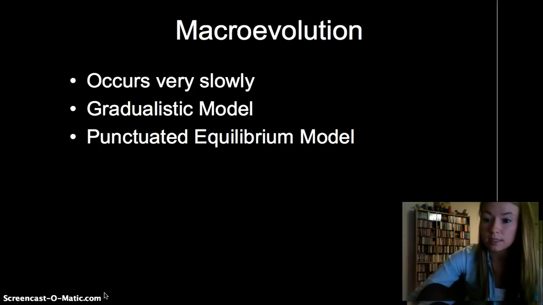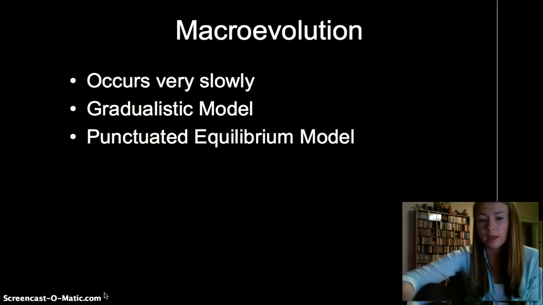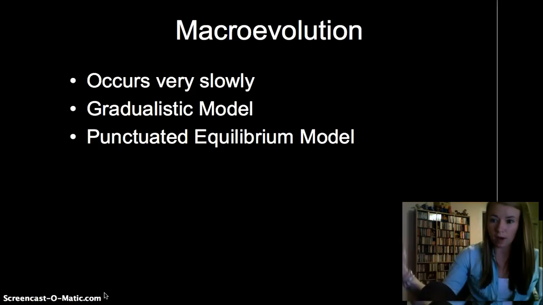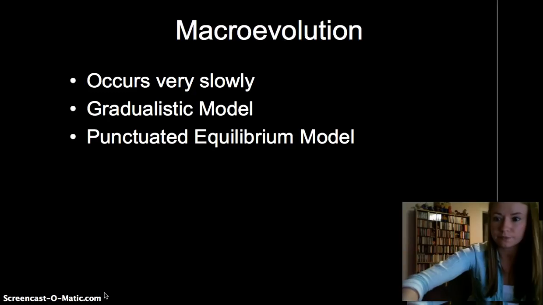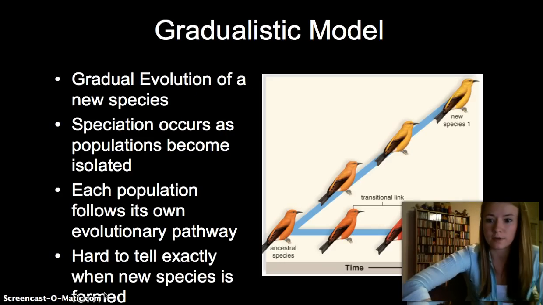So there's two different models that we look at. One is the gradualistic model of macroevolution, and one of them is the punctuated equilibrium model. So remember, this is how species change and looking at the broad scope of an evolution of an entire group of organisms from a common ancestor. So the first one is called the gradualistic model of macroevolution. And this says that species evolve really gradually.